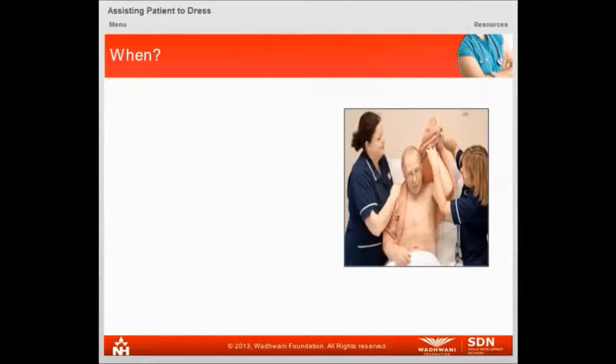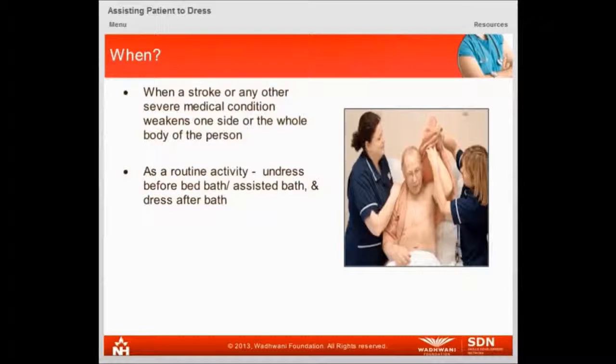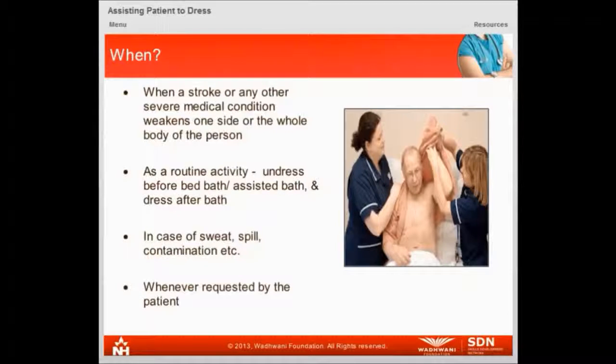Let's find out when a patient needs assistance to dress. When a stroke or any other severe medical condition weakens one side or the whole body of the person. As a routine activity, undress before bed bath or assisted bath and dress after bath. In case of sweat, spill, contamination, etc. Whenever requested by the patient.